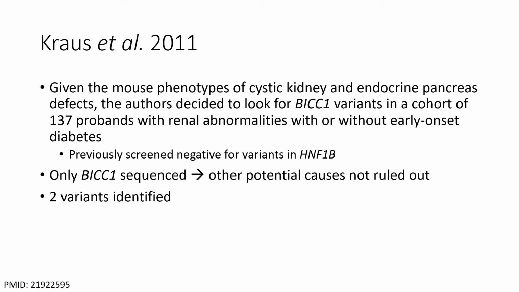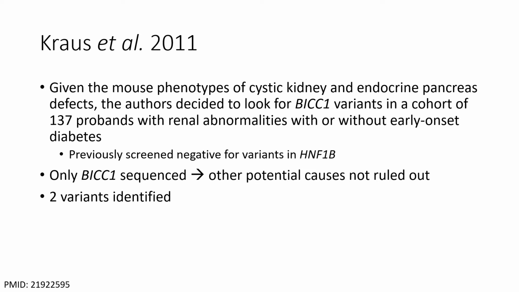I mentioned before that the original patients were identified after much of the experimental data we just discussed, and in fact, they were identified because of what we learned from that information. In 2011, Krause et al. decided to screen a cohort of 137 individuals with renal abnormalities with or without early onset diabetes for variants in BICC1 because the phenotype observed in some of the mouse models seemed to overlap that of RCAD.